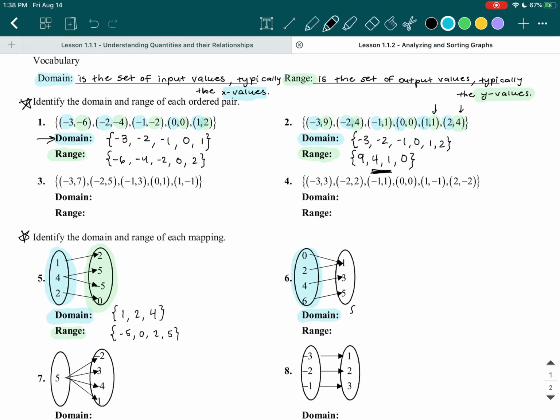Let's write it out from smallest number to biggest number. 0, 2, 4, 6. Oops. Let me redo that one. Squiggly. Okay. Now, where are our arrows pointing towards? That is our output. Here is the range. Let's write it out as a set. Smallest number to biggest number. Let me actually write a proper curly bracket. 1, 3, 5.